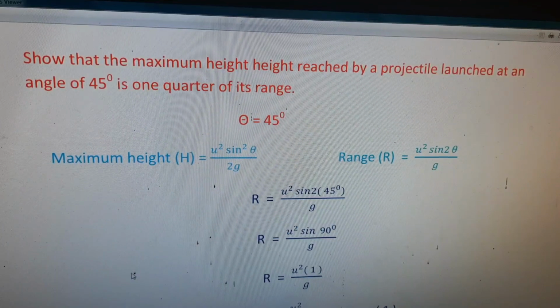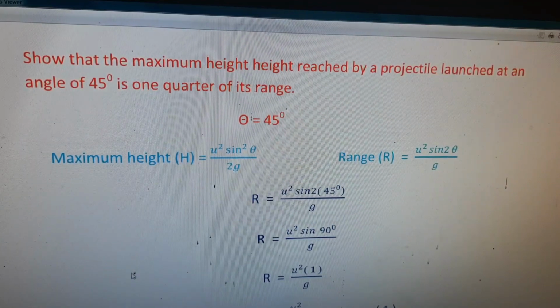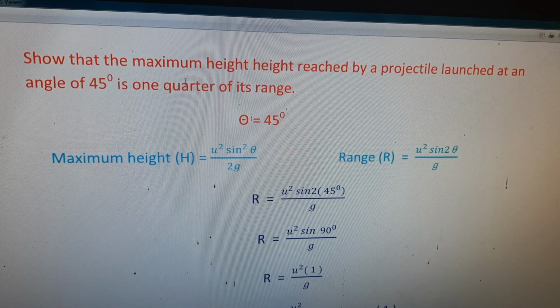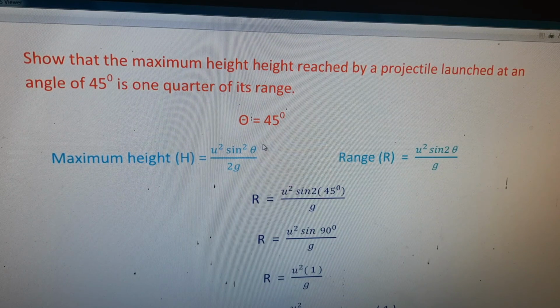The important 4 marks question in third chapter, motion in a straight line, in our first year physics. So the question is, show that the maximum height reached by a projectile launched at an angle of 45 degrees is 1/4 of its range.